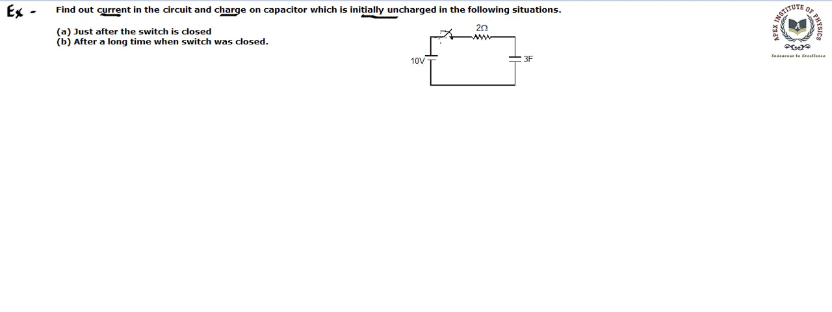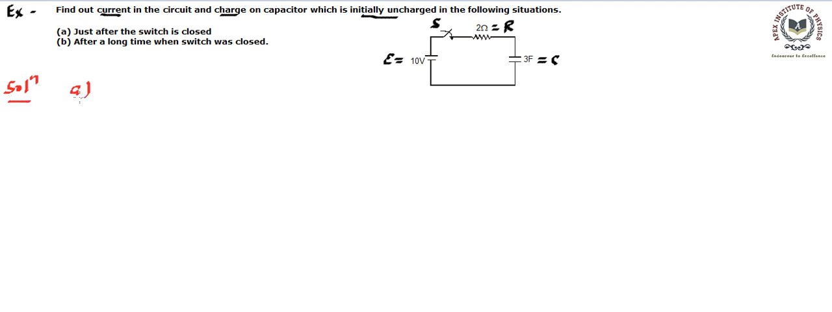So this is a battery of 10 volt, this is a switch, this is a 2 ohm resistance, and this is a 3 farad capacitor. So this is R, this is C, for capacitance, and this is the EMF or potential across the battery. So these are the notations. The first part, we need to find these quantities, current and charge, just after the switch is closed. So let's talk about the solution.